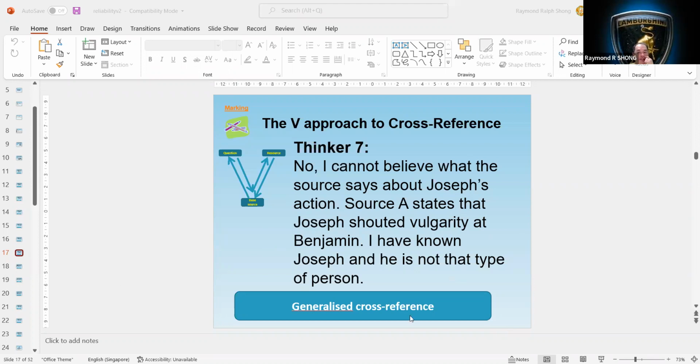1, 2, 3, 4, 5, 6, 7. Mistake number 7, generalized cross-reference. I tell you, whoever writes this in your exam, good luck to you. It may give you a 0 mark.